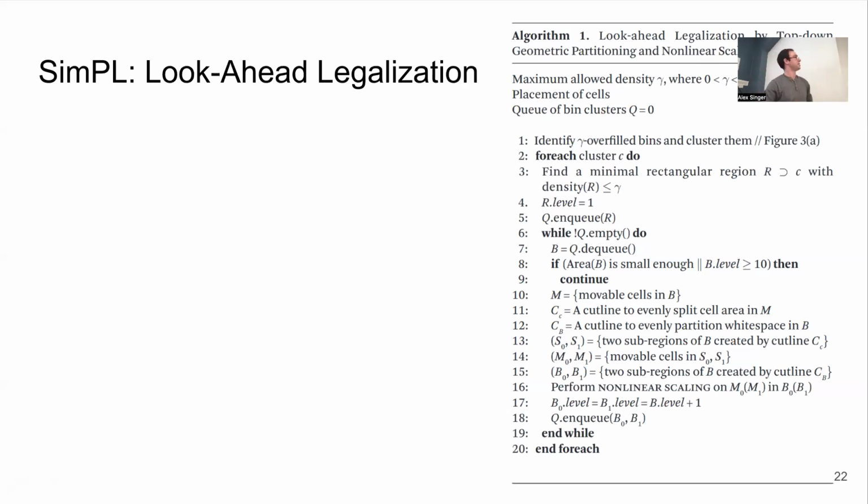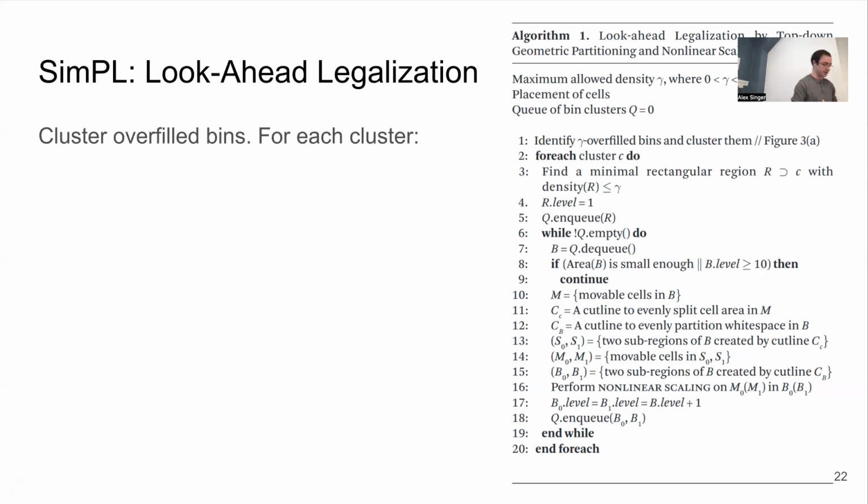Big wall of text. I'm not going to make you read it. Step one: the first thing we're going to do is try and find the overfilled bins. What you're going to find, though, is that many overfilled bins are going to be next to each other because things tend to clump together. They're not all going to be on top of the exact same point, but they're not going to be spread across the whole chip. You're going to find that a region of maybe 4 tiles, 4 bins, are overfilled.